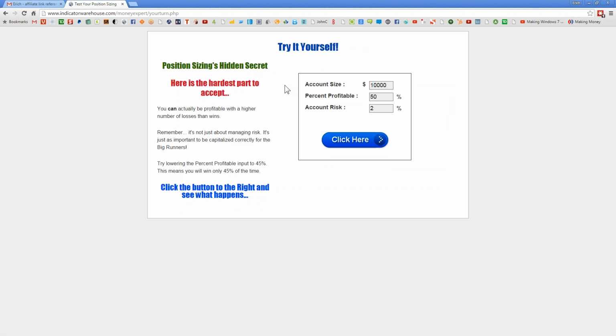So the key is position sizing. You're limiting your risk to an amount you can afford. This little tool allows you to play with this. You're going to start with a $10,000 account. You can change the sum to whatever you want. But look, we're only going to be 50% profitable.